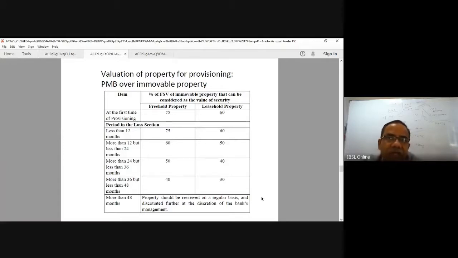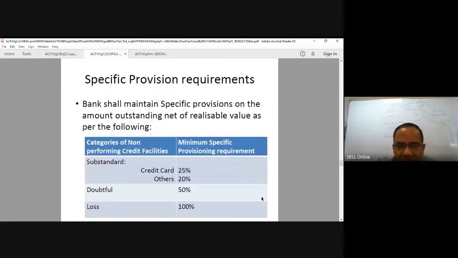For example, you have a 100 million loan in, let's say, substandard. Under substandard you need to have a 20% provision. If it is unsecured, you will provide 20 million, because 100 million is the facility. You need to provide 20 million. You will have to debit your P&L with 20 million and keep 20 million for this particular facility.